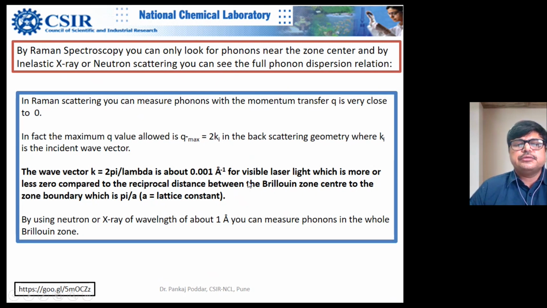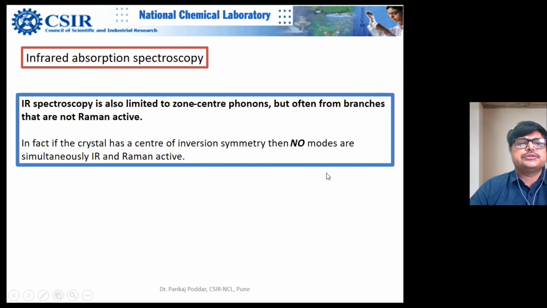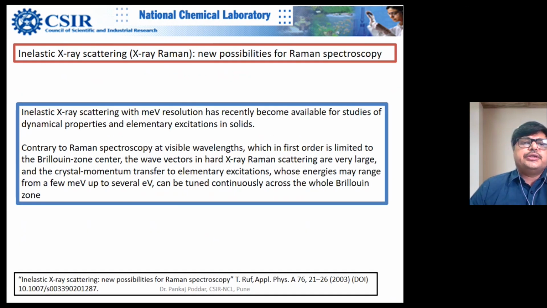So this is all described here. If you put a typical lambda, this becomes very small. It's almost close to zero actually. This is how it is described. And as I mentioned, you can do inelastic X-ray scattering, which is actually a new dimension of Raman spectroscopy. X-ray Raman is a new way of doing that, with tunable X-ray energy, if you can tune the energy of X-ray by taking different X-ray lines.